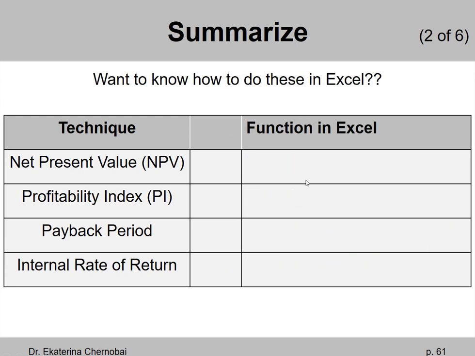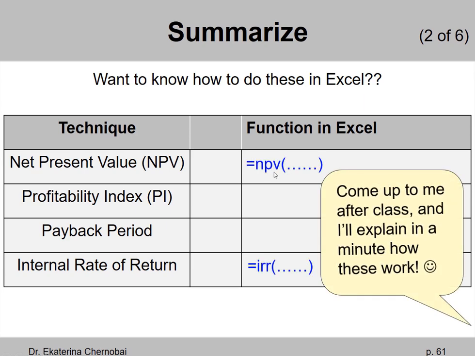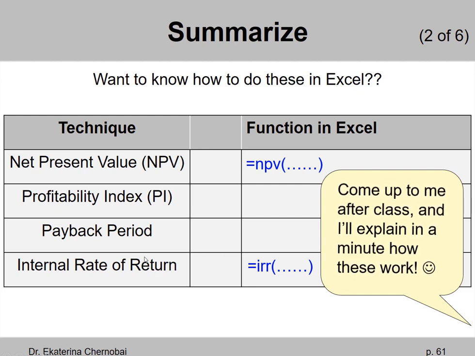Just very quickly, you can do a lot of these things in Excel. It actually speeds things up a lot. You can find a built-in NPV function in Excel, which you can use for the net present value and also for the profitability index. And there's also a built-in function to find the IRR, like in a matter of seconds. So if you're interested in this, come up to me after class and I'll explain very quickly. It will probably take me a minute or two to explain how these built-in functions work. I can just show you an example. We can make something up and then see how the math would work.